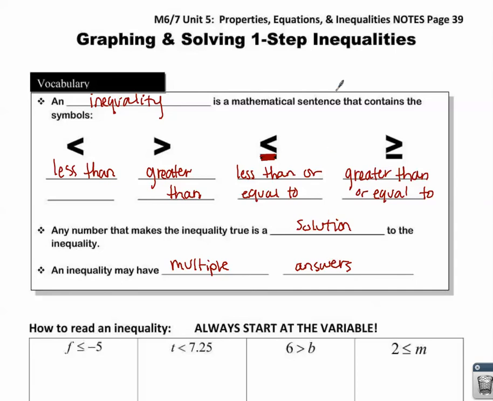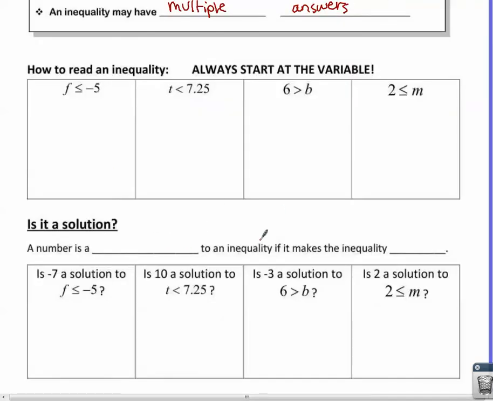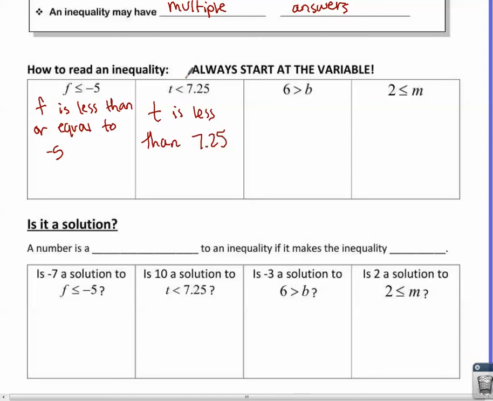Let's talk about how to read an inequality. F is less than or equal to -5. So F is less than or equal to -5. T is less than 7 25/100ths. So T is less than 7 25/100ths. It is easiest if you always start from the variable.